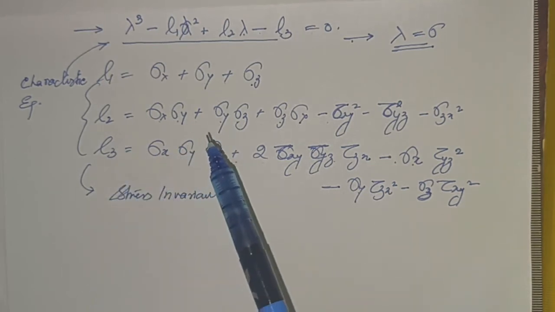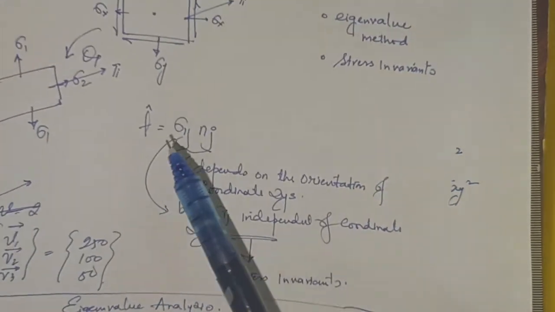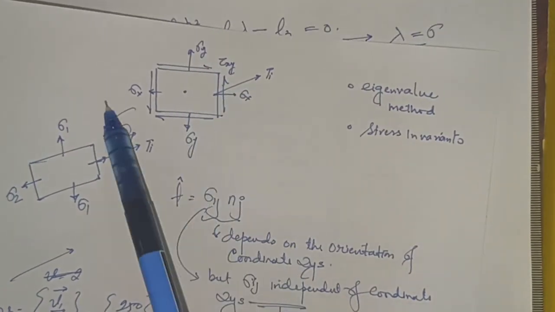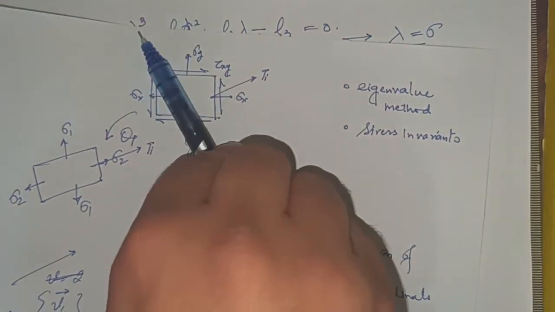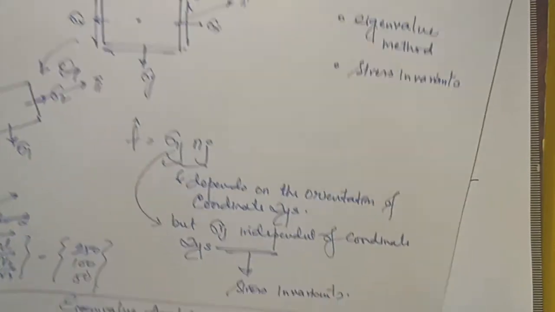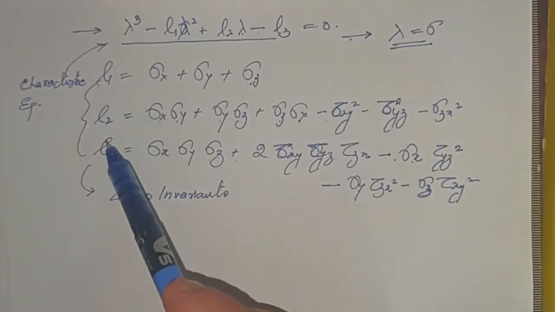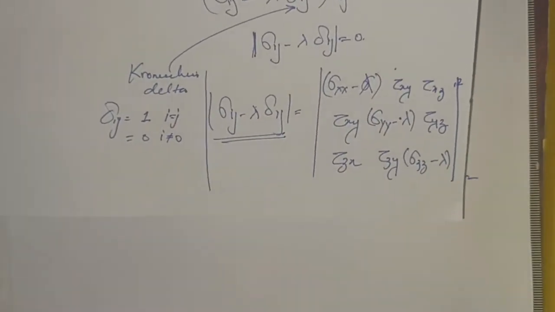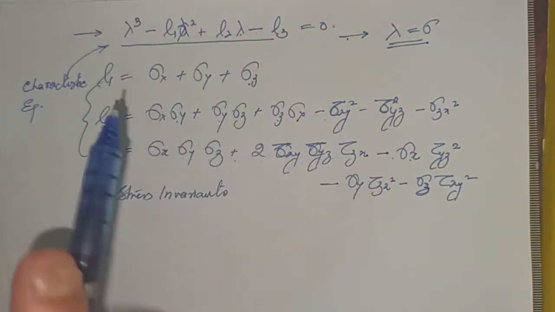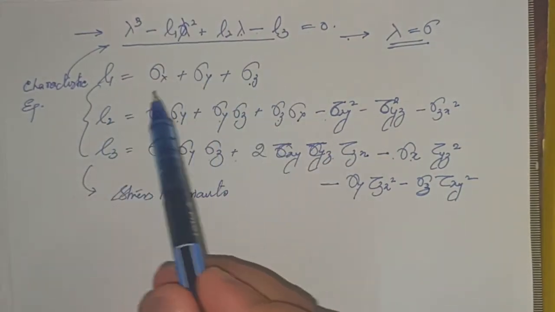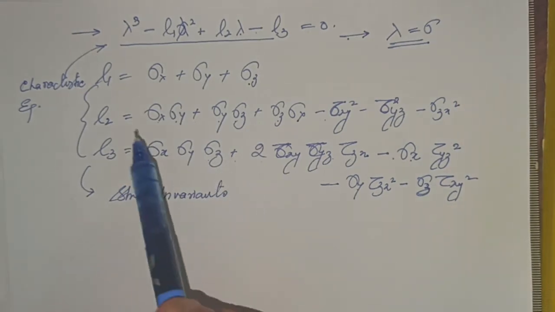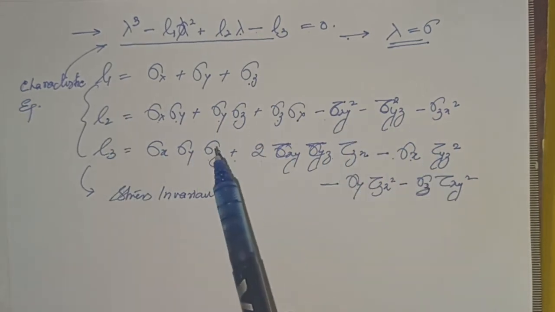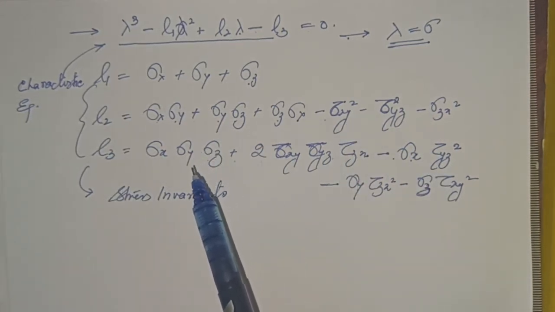That means either you will be having this state of stress or any rotated state of stress, or any state of stress you will be having. On the same point, any state of stress you will be having, the combination of these components will be the same. It does not depend upon the coordinate system. The combination of L1, L2 and L3 is the same.